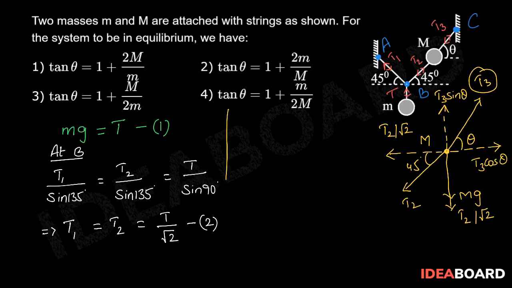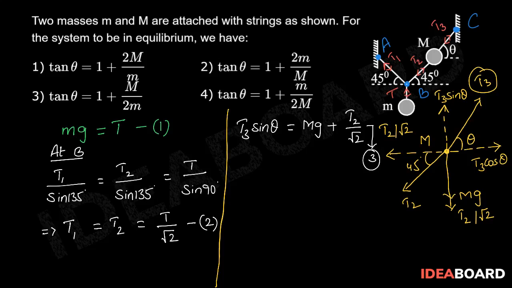Now from this FBD, we can write T3 sin theta equal to capital Mg plus T2 upon root 2. Let this be third equation. And T3 cos theta equal to T2 upon root 2. Let this be fourth equation.